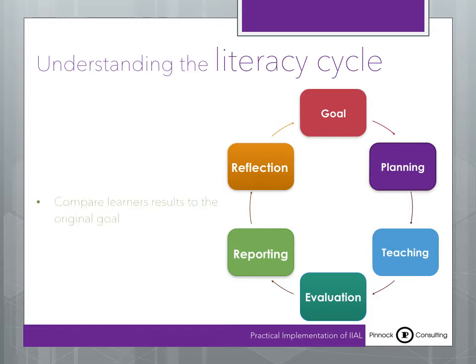The fifth stage is reporting, and this is where teachers fall short because it's often a stage that is left out, and it's a very important stage. It's where you sit down and look at the goals that you set for your learners and compare them to how your learners actually performed.